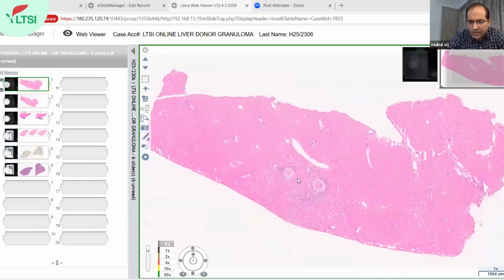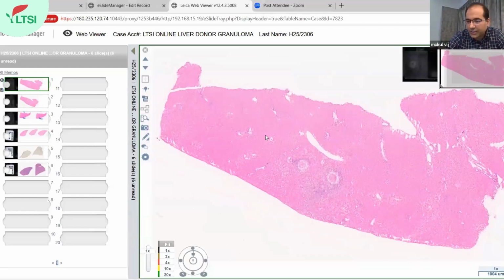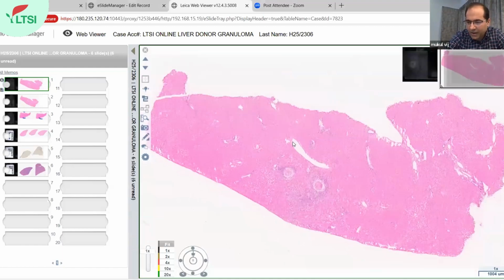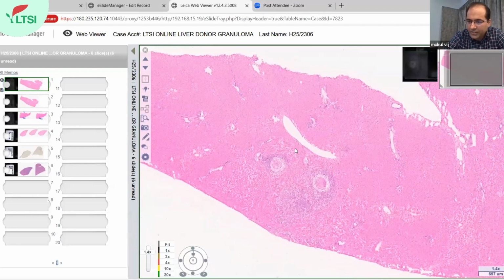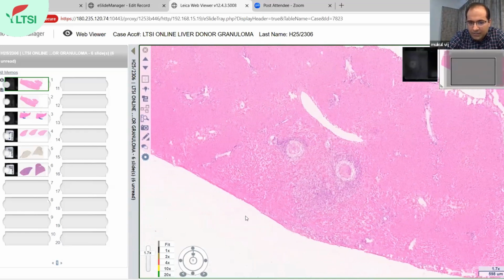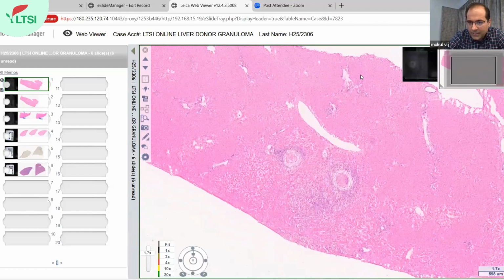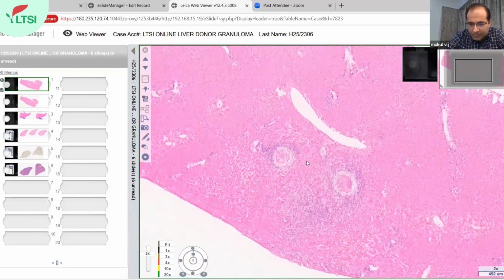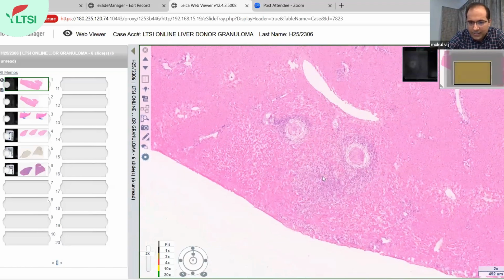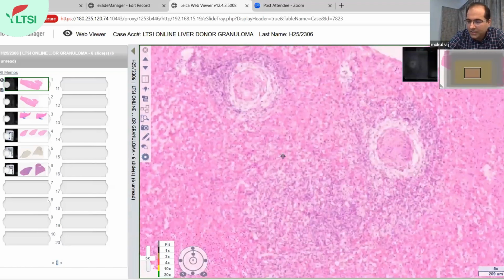So this is the frozen section here. This is not the paraffin. They sent us a part of the whitish nodules which you saw on the subcapsular surface of the liver. This is the liver, and this is the liver capsule here. This is the inferior edge of that biopsy. And here you can see that there are multiple granulomas in the liver.